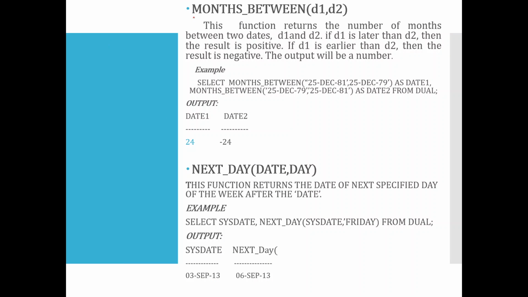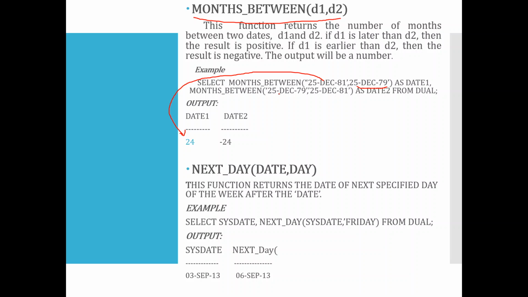So the next function is months between. If you want to find out the total number of months between two particular dates, then you can use this function. Let us say months between 25th December 81 and 25th December 79. The output will be 24. There are 2 years, that is 24 months.